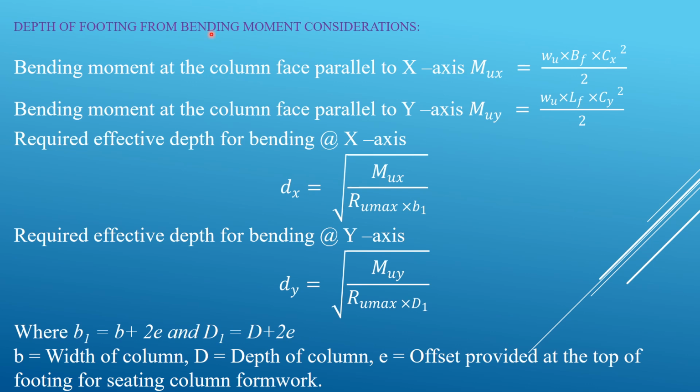Then the bending moment at the column face parallel to the x-axis is equal to MX, and it is calculated as upward soil pressure into breadth of the footing into cantilever projection square, that is CX square divided by 2. Similarly, bending moment at the column face parallel to the y-axis, that is MY, is equal to WU into LF into CY square divided by 2.